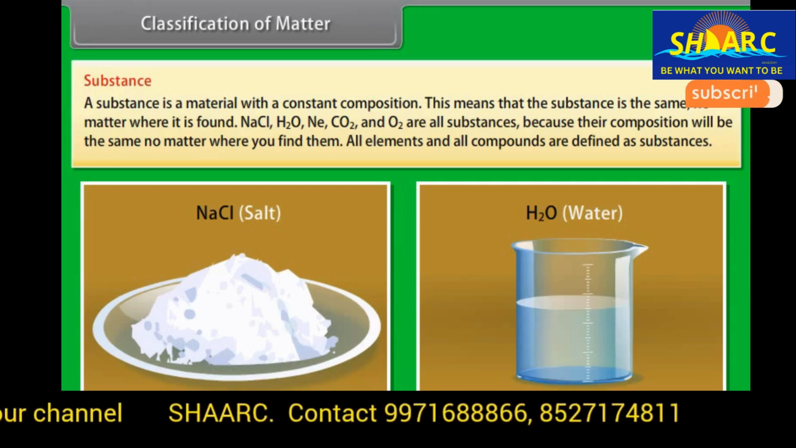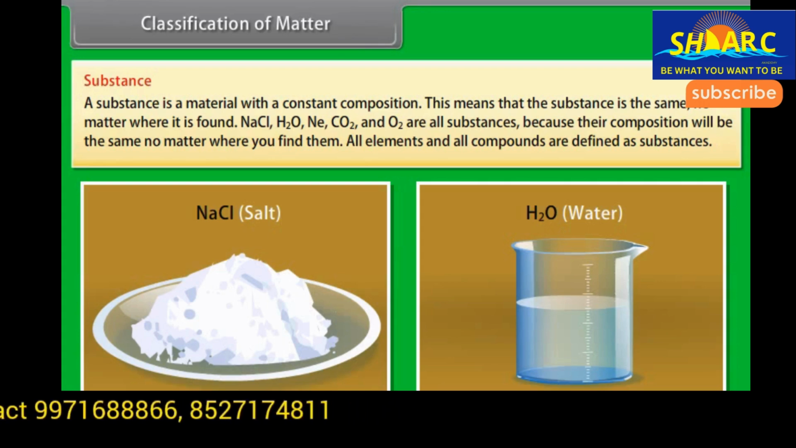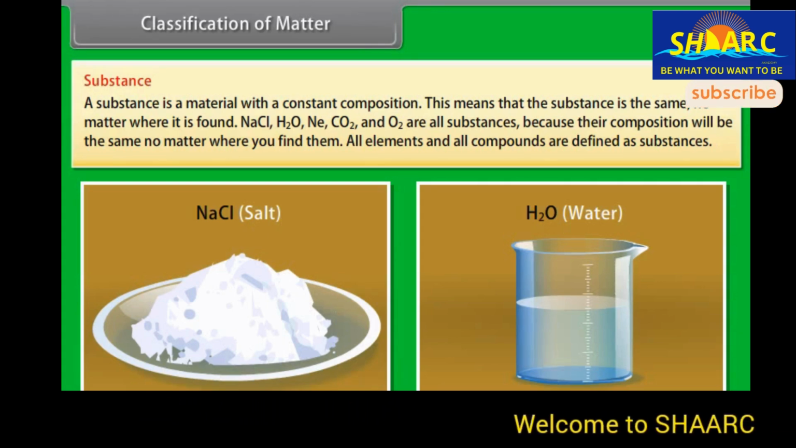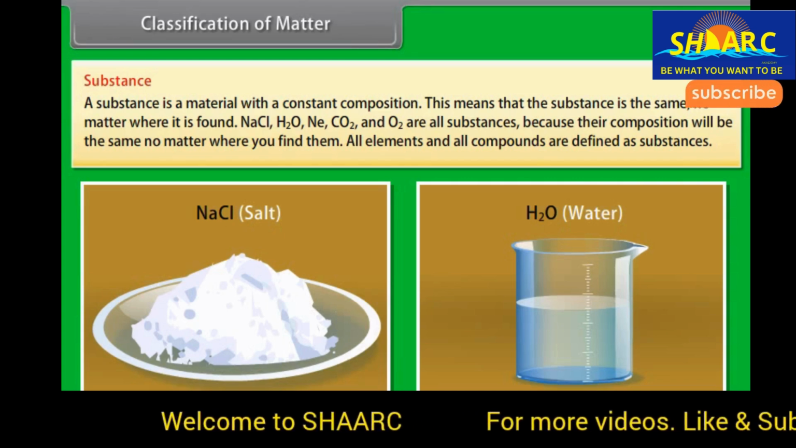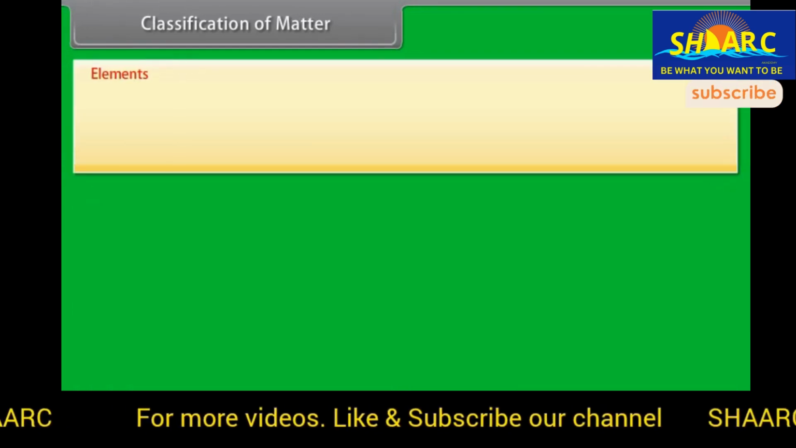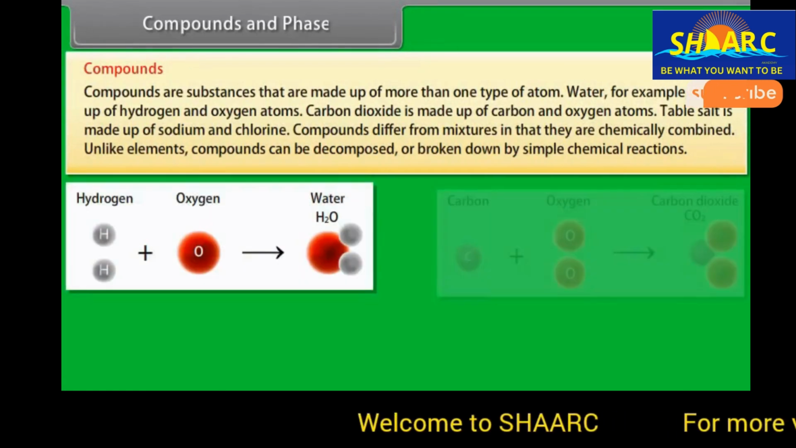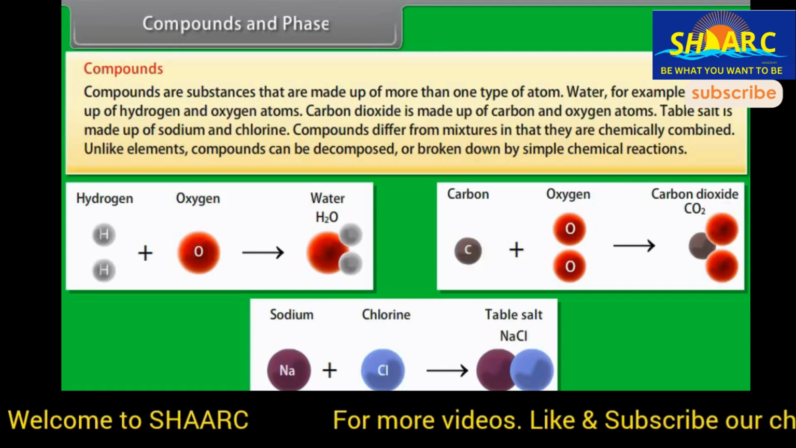Classification of matter. Substance. A substance is a material with a constant composition. This means that the substance is the same no matter where it is found. NaCl, H2O, Ne, CO2 and O2 are all substances because their composition will be the same no matter where you find them. All elements and all compounds are defined as substances.